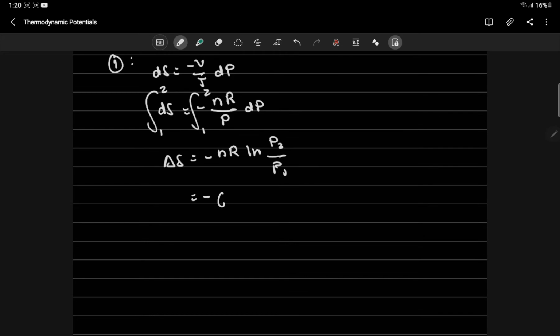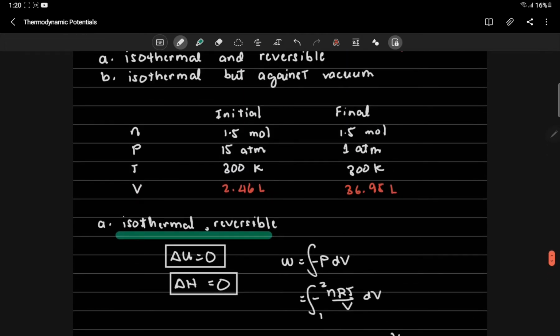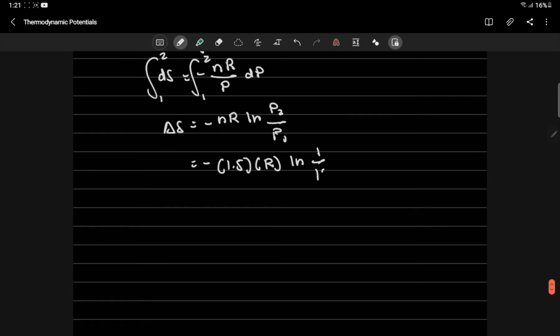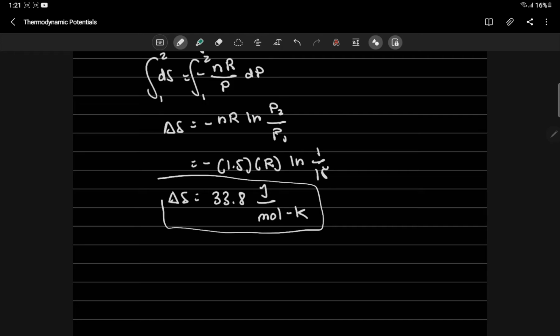What is n? 1.5 moles. R is 8.314. ln of P2 over P1. Do you have these values? We tabulated them a while ago. So P2 is 1, P1 is 15. So 1 over 15. So ano yung magiging sagot for entropy? So that will be 33.8 joules per mole Kelvin. Okay, so yan na po ang ating value ni change in entropy for the system.